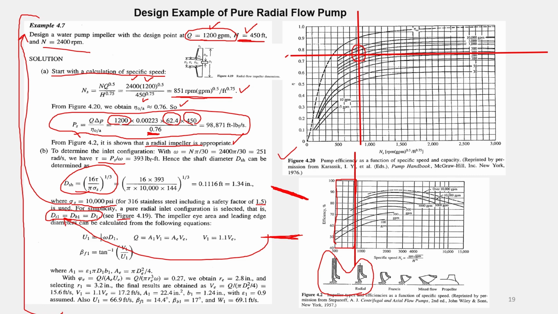Just go back and see figure 4.19. It will show you what we mean here by d sub t1 equal to d sub h1 equal to d sub 1. So from this information we actually proceed with the determination of the rotor speed at the leading edge, as well as the volumetric flow rate.